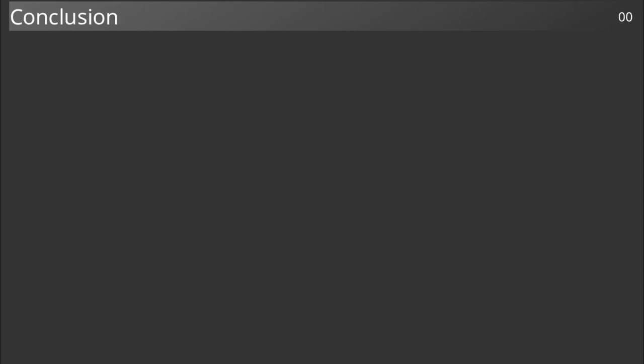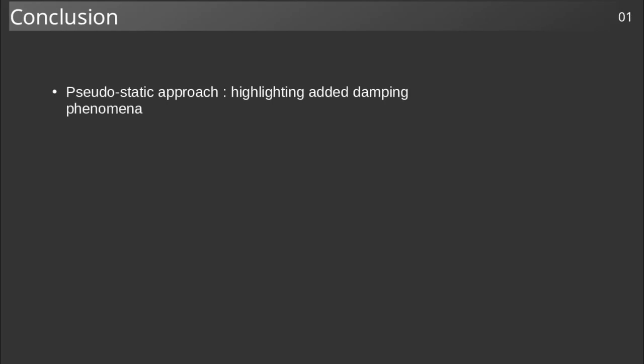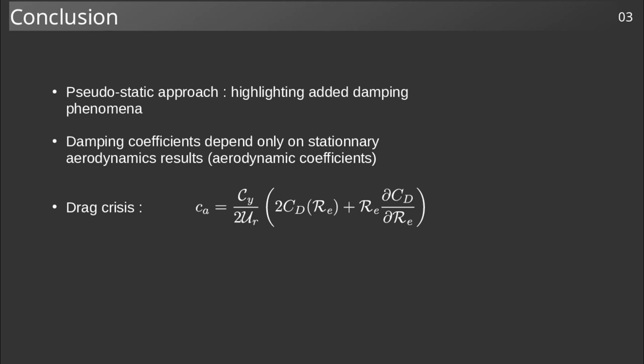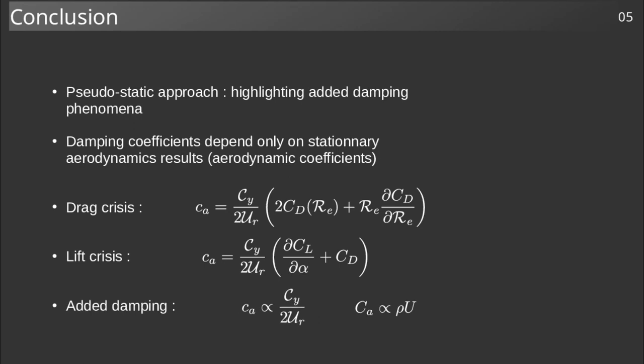In conclusion of this video, we have discussed the pseudo-static approach, which allowed us to highlight added damping. Thanks to the implemented approach, the damping is only a function of the properties of the lift and drag coefficient of the studied profiles. The damping responsible for the drag crisis is related to the evolution of the drag coefficient with the Reynolds number. The damping responsible for the lift crisis depends on the drag coefficient and the variation of the lift coefficient with the angle of attack. And finally, we see that this damping varies as Cauchy on Ur. They are hence proportional to rho u. The denser the fluid and the higher the velocity, the greater the damping.